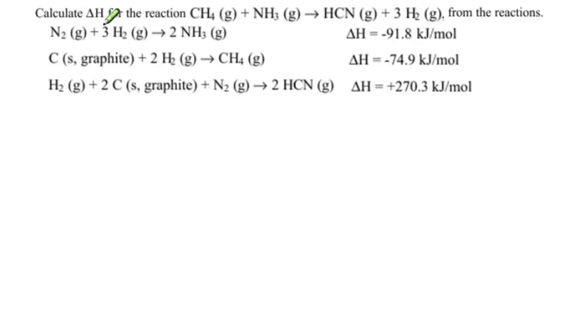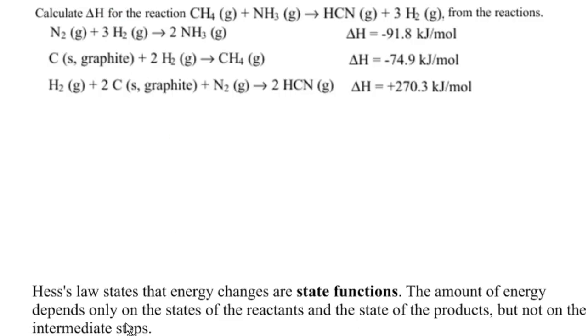The problem reads: calculate delta H for the reaction CH4 gas plus NH3 gas goes to HCN gas plus 3H2 gas from the reactions. These are three reactions for which we are given the change in enthalpy, and we're to calculate the final change in enthalpy. Now the idea here is to use Hess's law.